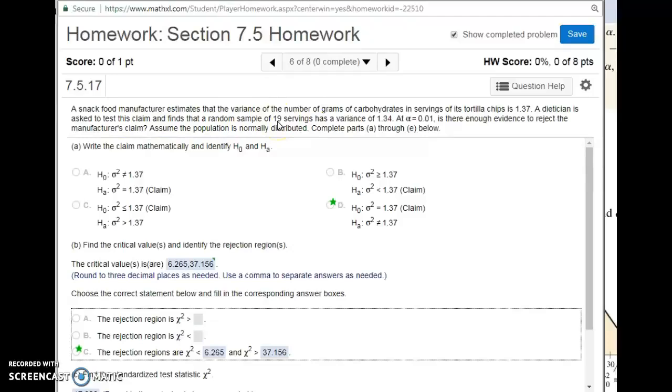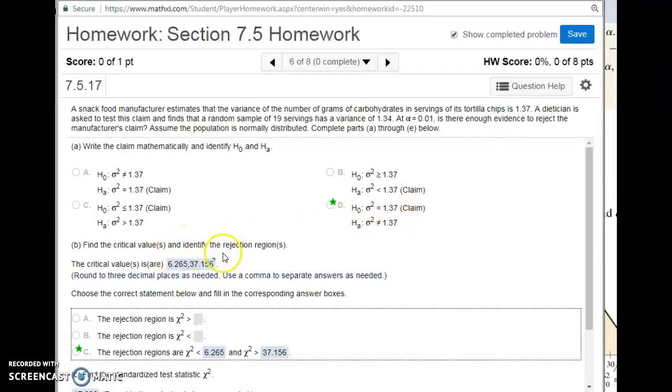19 servings has a variance of 1.34. So it's a little different than what the manufacturer was claiming. So at alpha being 0.01, is there enough evidence to reject the manufacturer's claim? So we always need to start off with our null and our alternative hypothesis. The null of the claim here is that our variance is 1.37. So our alternative is just that it's not, that it's something different.